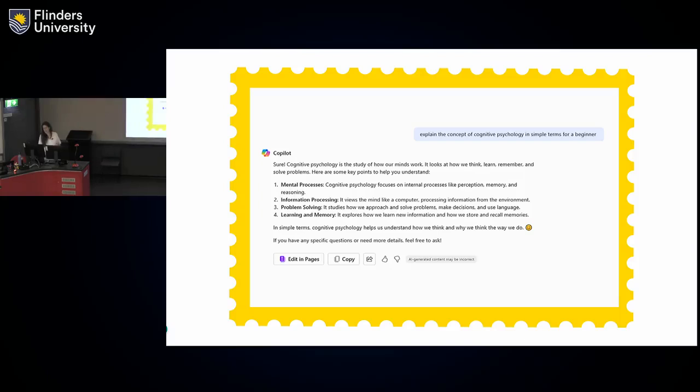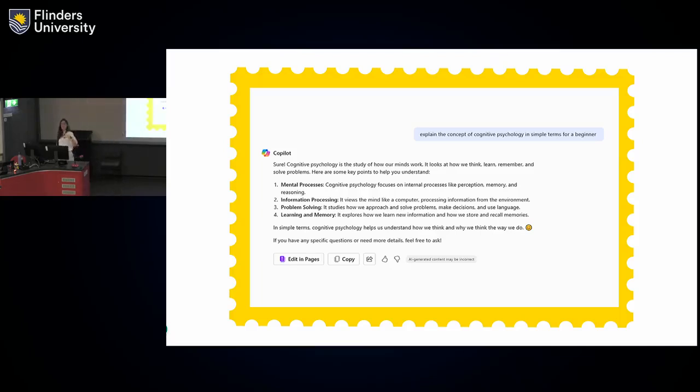So this example, explain the concept of cognitive psychology in simple terms for a beginner. Sure, cognitive psychology is the study of how our minds work. It looks at how we think, learn, remember, and solve problems. Here are some key points to help you understand. Well, I won't read the whole thing, but you can see this is a really, really simple breakdown of cognitive psychology, right?